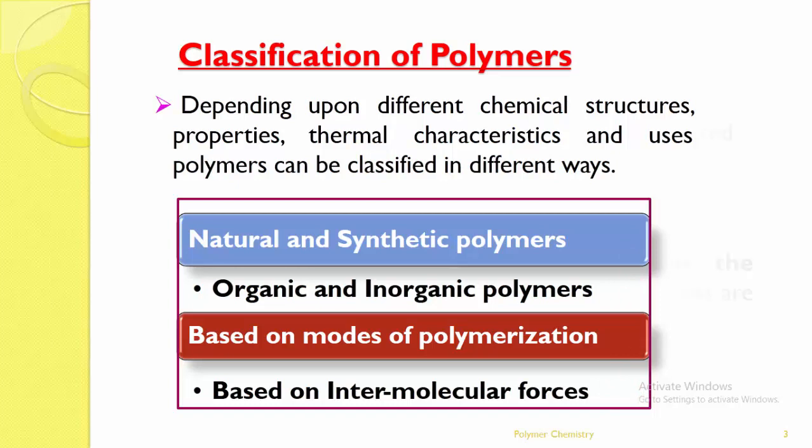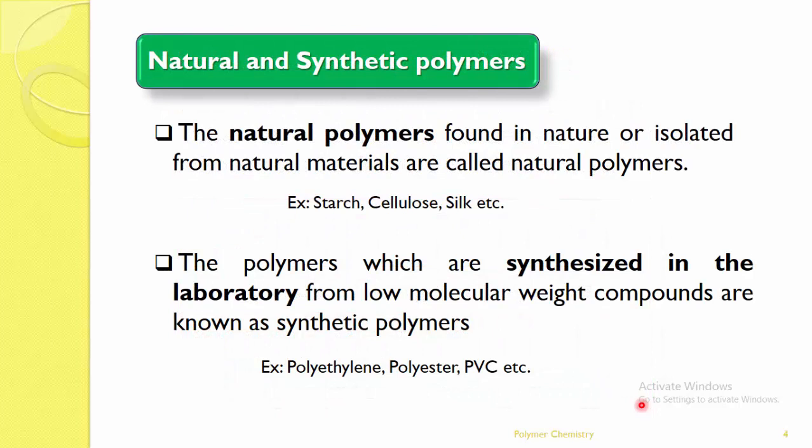Let me see them one by one. First is natural and synthetic polymers. Very simple, these depend on the sources. Polymers found in nature, isolated from natural material, are called natural polymers. Here we can see examples: starch, which I told you is a natural polymer, cellulose, silk. These are natural polymers, generally occurring from natural materials.